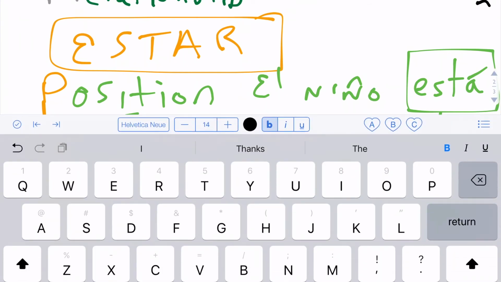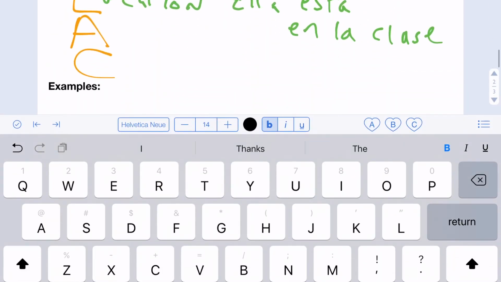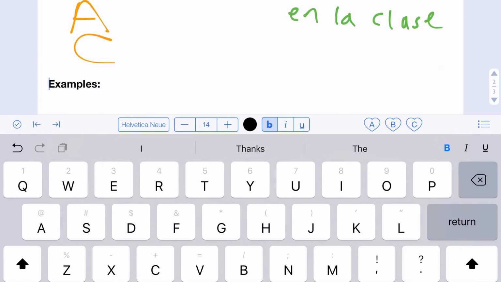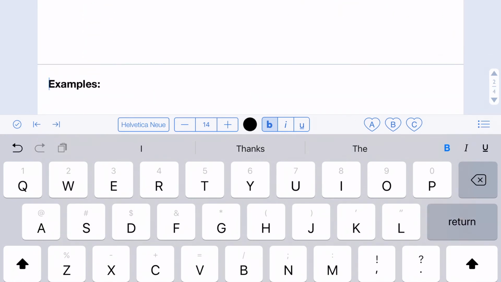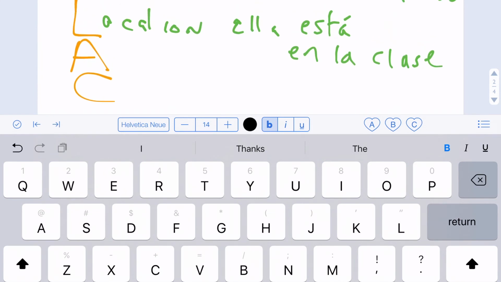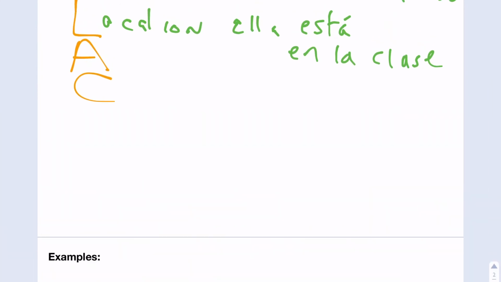A is going to stand for action. We're not really going to see any examples like that right now. You'll get more into that in Spanish 2 next year. But we'll write it in there just so you're filled in. The C stands for condition.